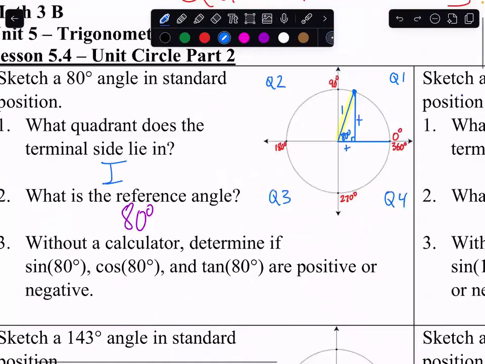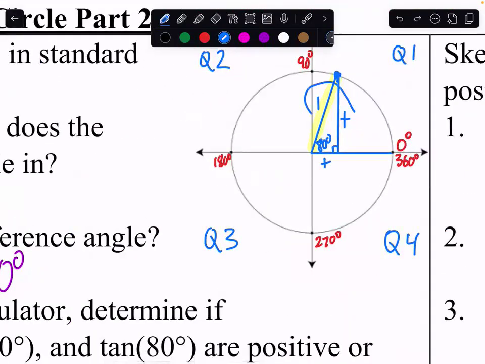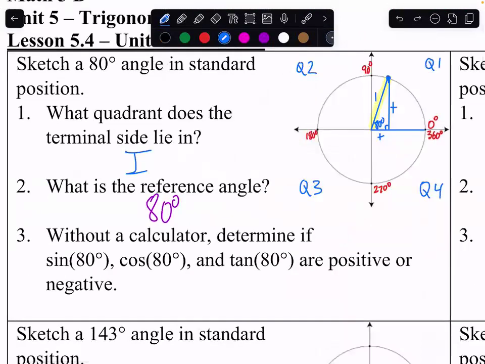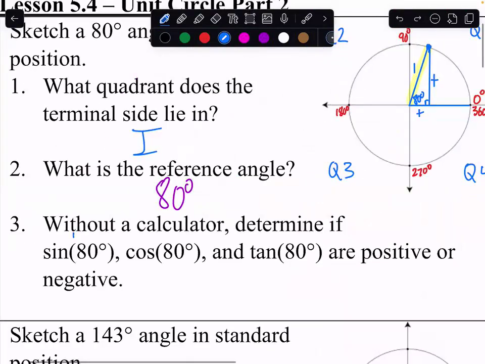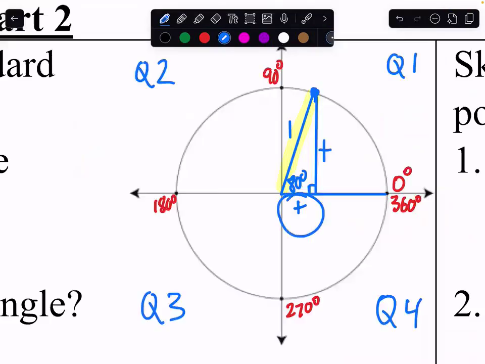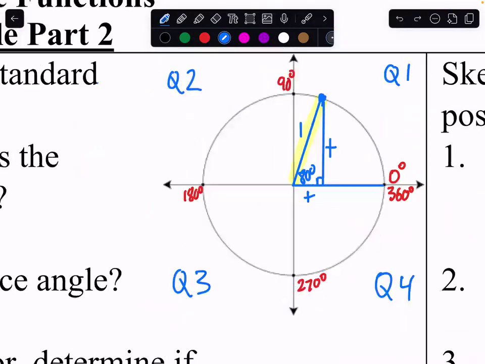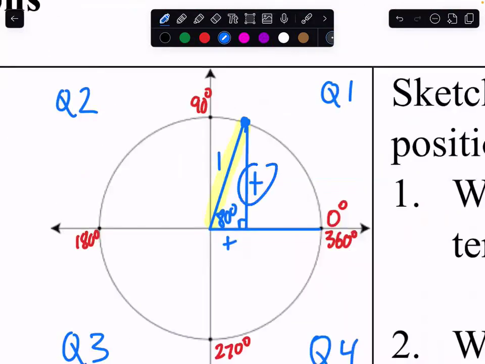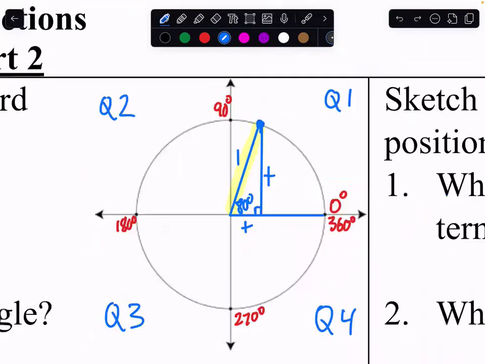So sine of 80 degrees is some positive number divided by 1. We can't get the actual number without a calculator, but we know that sine is going to be positive. Cosine is adjacent over hypotenuse; again, positive divided by 1 is positive. And tangent is opposite over adjacent: a positive number divided by a positive number is still positive.